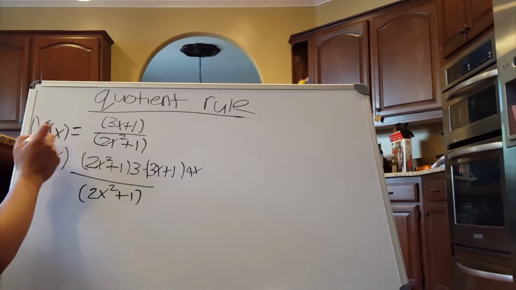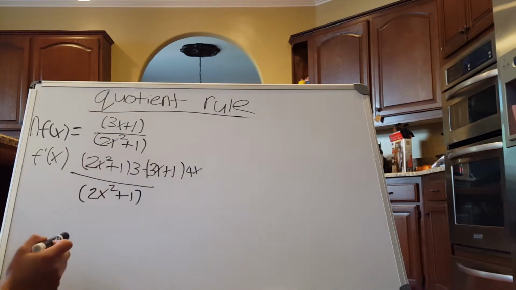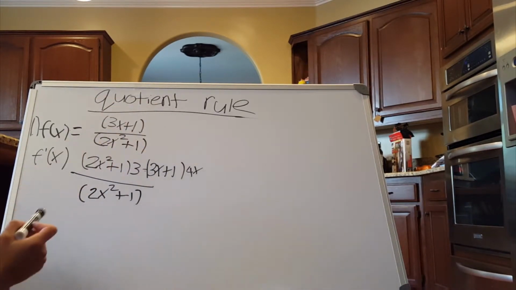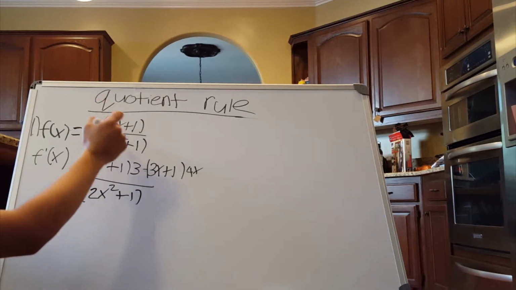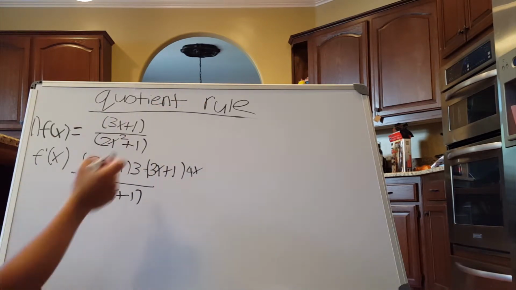Okay, so we have the function f of x equals (3x plus 1) over (2x squared plus 1). Now, to find the derivative of this equation, we need the quotient rule. So the quotient rule states that the derivative of this function will be low, derivative of the high, minus high, derivative of low, all over low squared.